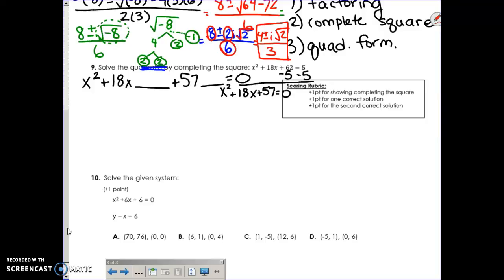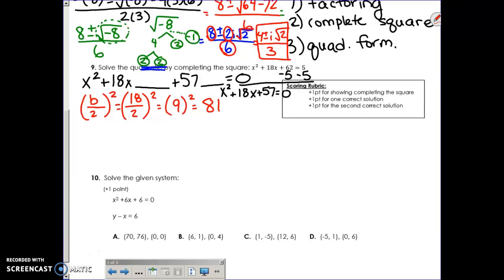Now we had a formula for that. It was b over 2 squared to figure out what goes in our two blanks. Well, the b in this formula is 18. If I divide 18 by 2, I'll get 9. 9 squared is 81. Alright, that's going to be the perfect number to use for factoring in this problem.